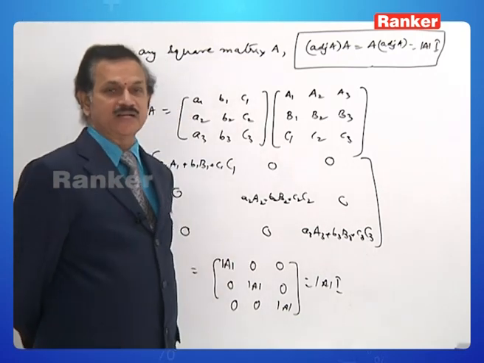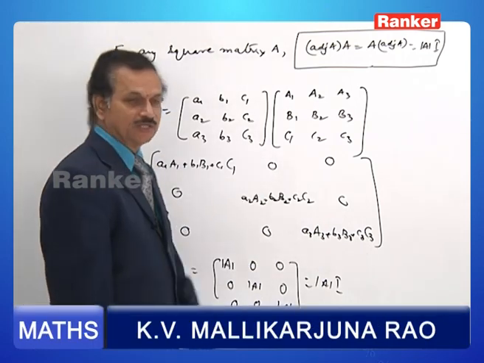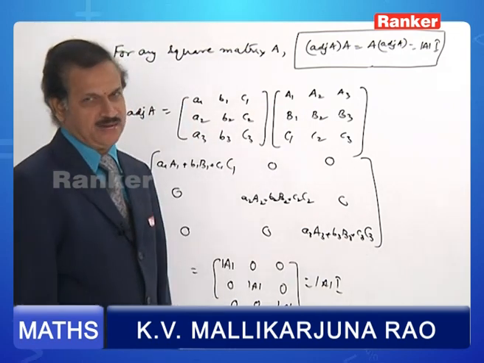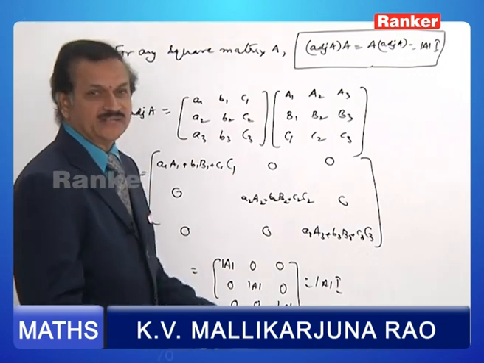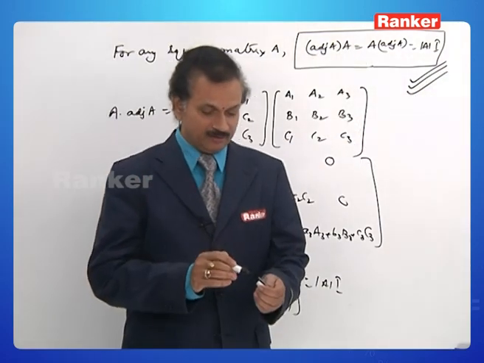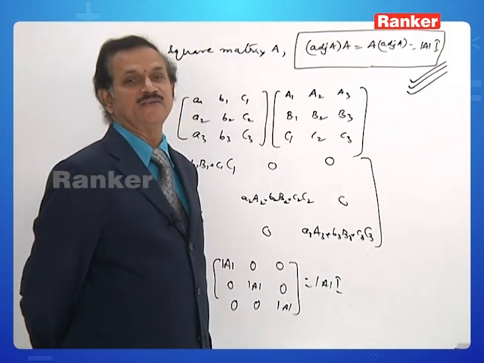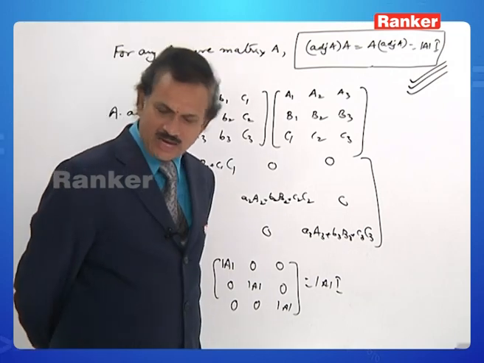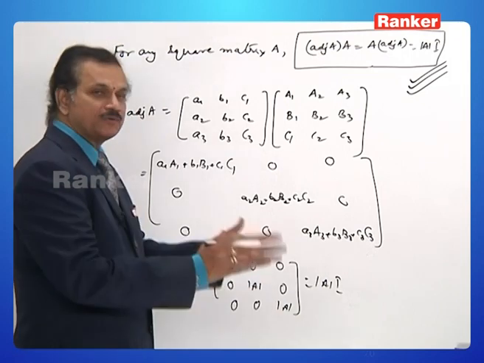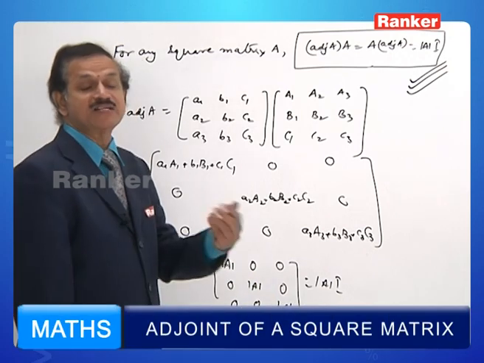So we could see that A into adjoint A is equal to det A into I, and in absolutely a similar fashion you will be in a position to say that adjoint A into A is also det A into I. So from this observation we declare that this is a correct statement. Therefore, for any square matrix, A into adjoint A is equal to adjoint A into A is equal to det A into I. Good. Well, from this we have a beautiful property of adjoint A, and this leads us to know the invertibility of a matrix.